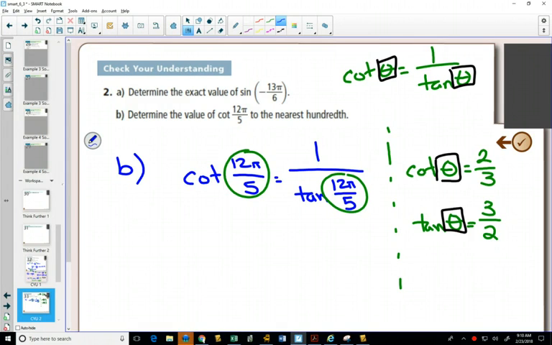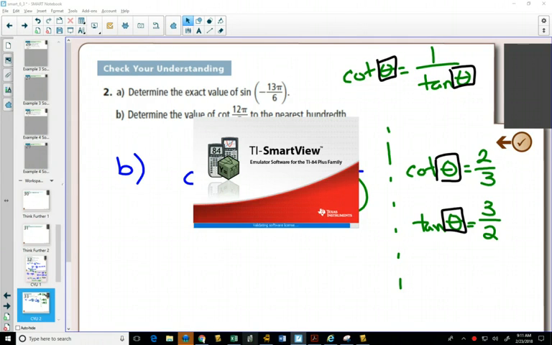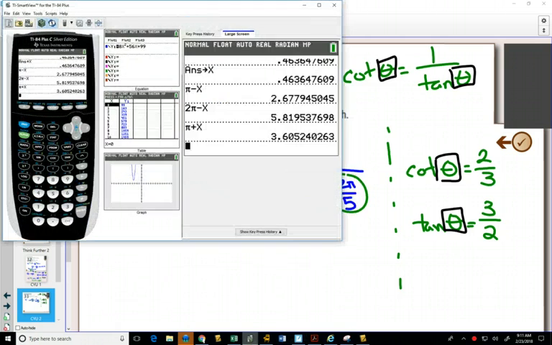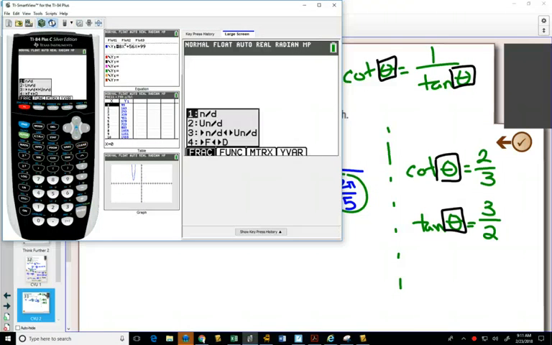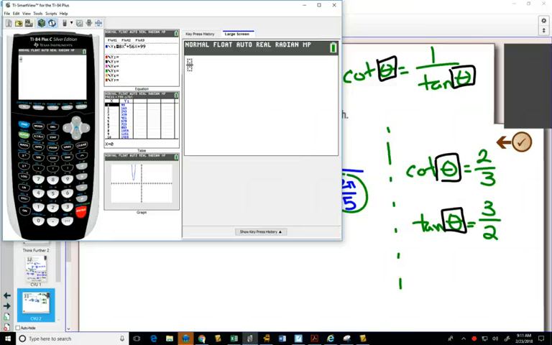So if I want to figure out the exact value of cotangent of 12 pi over 5, I'm going to need to go to my calculator and type that in with tangent because we don't have the cotangent button on our calculator. If you have the fraction button, alpha y equals allows you to write things as fractions, so I'm going to write 1 over, and on the bottom I'm going to write 10.